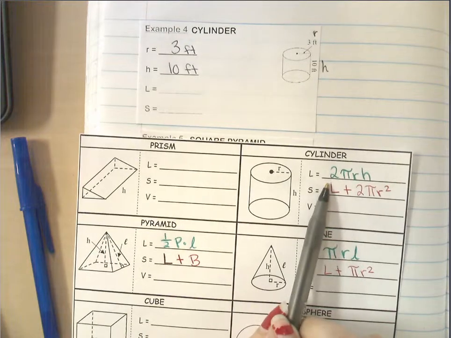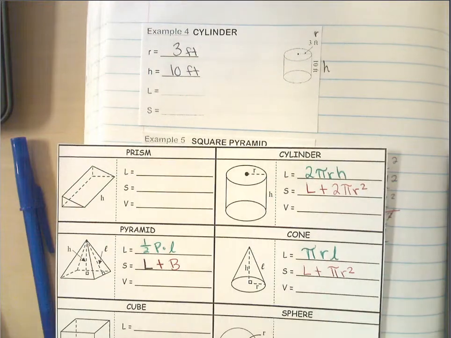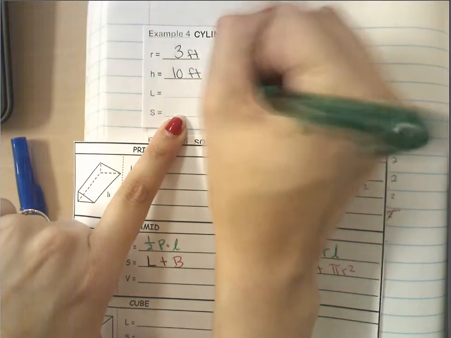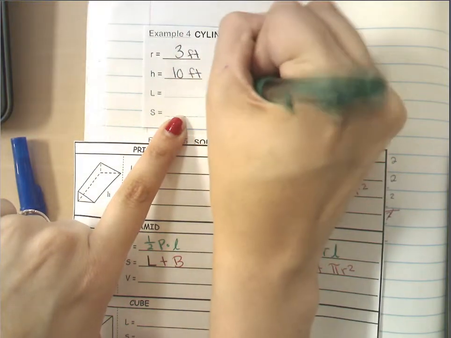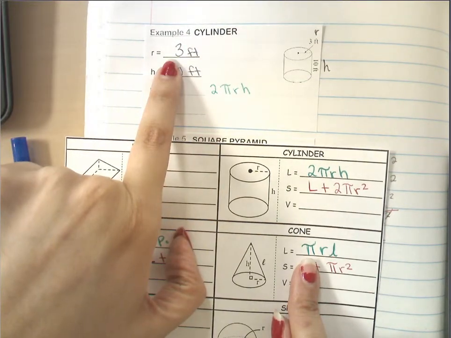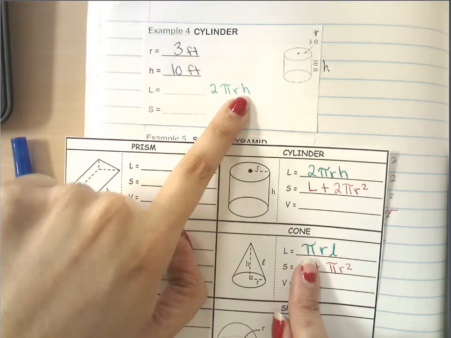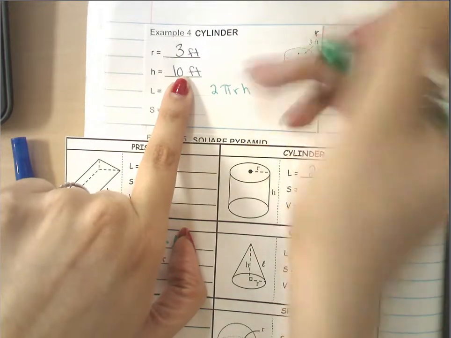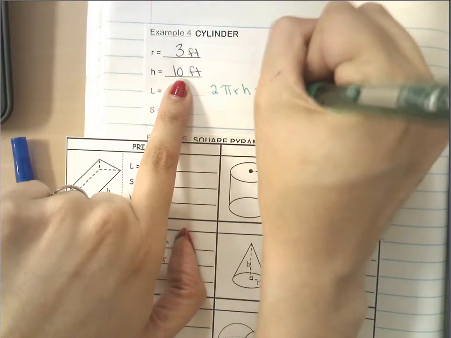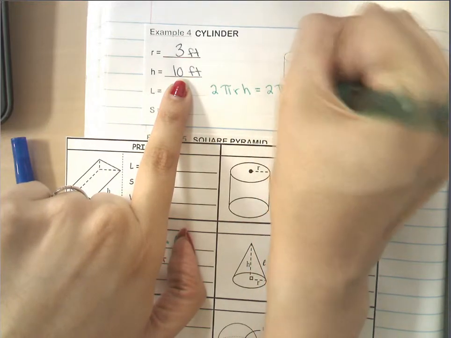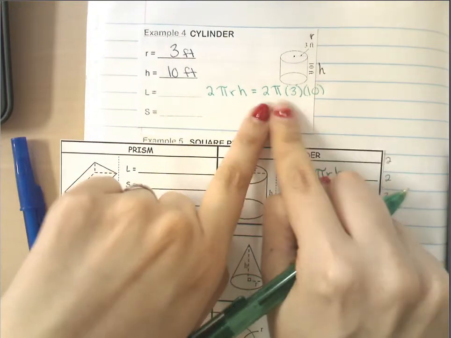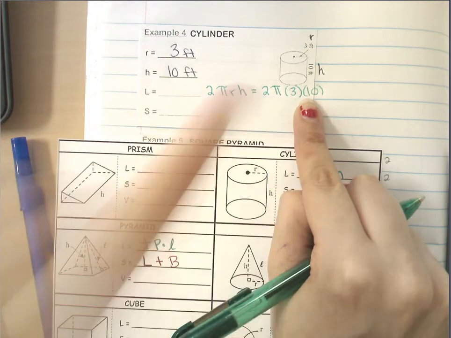So my lateral, this is my formula, so I'm going to write my formula first. So this is my formula. Going to replace the r with the radius, which is 3, and the h with the height, which is 10. So 2 times pi times 3 times 10, that's going to give me the lateral surface area.